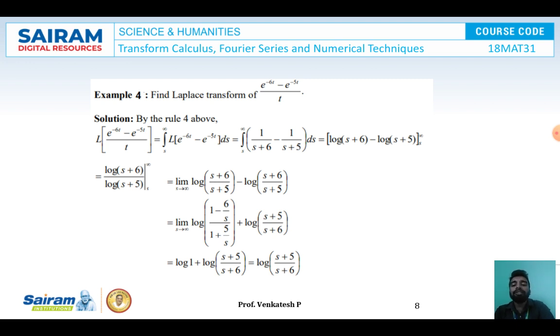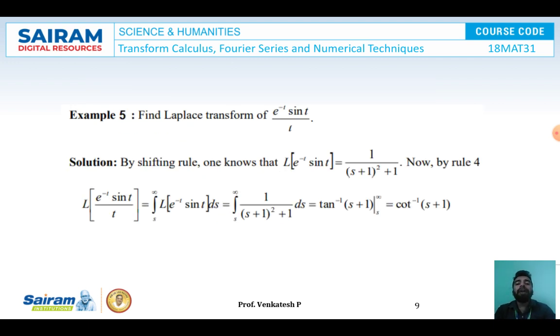Here, taking s as a common factor and cancelling, we got the limit s tends to infinity of log of 1 plus 6 by s over 1 plus 5 by s, plus log of s plus 5 by s plus 6 we can write. So this will be equal to log 1 after applying the limit, and we know that log 1 is 0, plus log of s plus 5 by s plus 6. So we got the answer for the Laplace transform of e power minus 6t minus e power minus 5t by t will be equal to log of s plus 5 by s plus 6, which is the required solution.